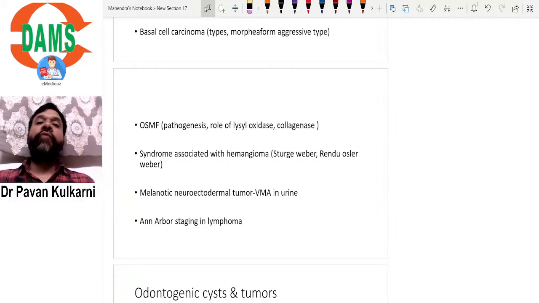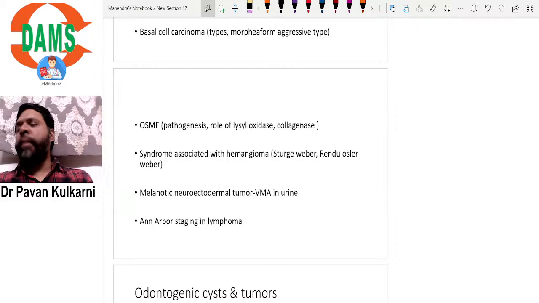What metal is required for this lysyl oxidase? Copper. What happens to the collagenase enzyme in OSMF? It becomes down-regulated. Its function is reduced. All those things are the highlight topics that are frequently asked here in case of oral submucous fibrosis.